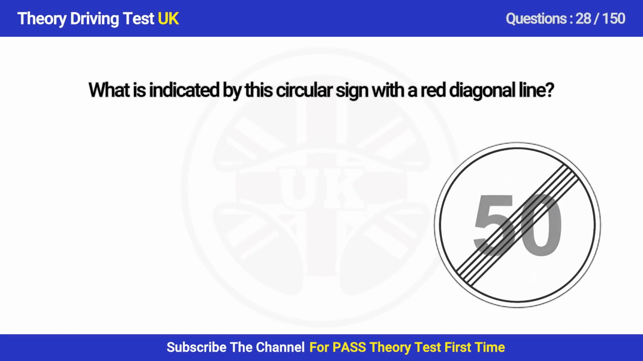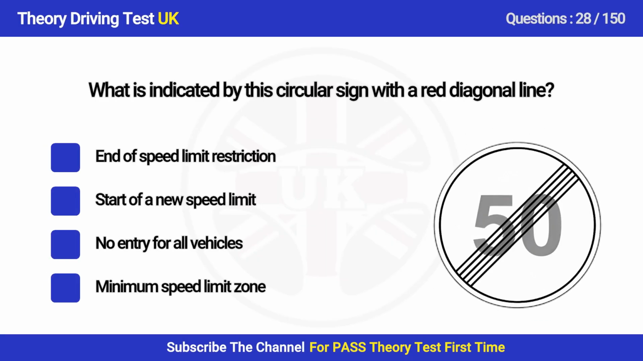Question 28. What is meant by this circular sign with a red diagonal line? A. End of speed limit restriction. B. Start of a new speed limit. C. No entry for all vehicles. D. Minimum speed limit zone.